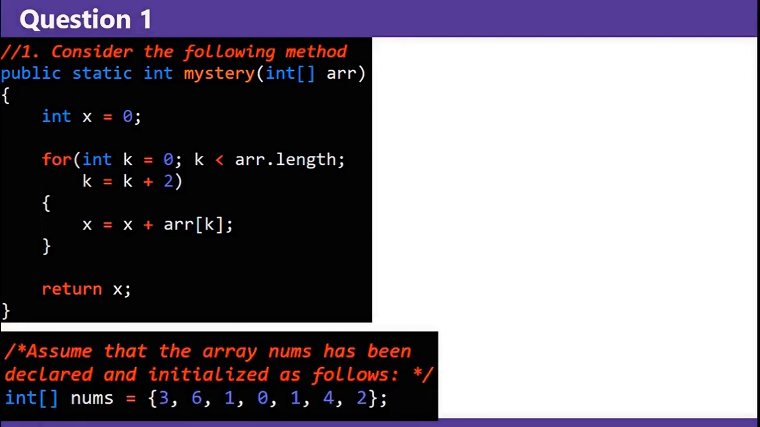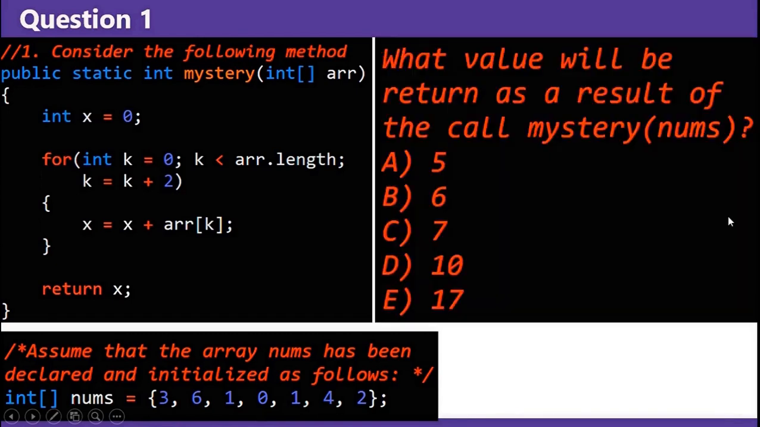x. Assume that the array nums has been declared and initialized as follows. An integer array containing 3, 6, 1, 0, 1, 4, 2. What value will be returned as a result of the call mystery(nums)? So if you put this array into this method, what gets returned? Well, this method is adding up every other element of the array. So 3 plus 1 plus 1 plus 2 is 7, so C.